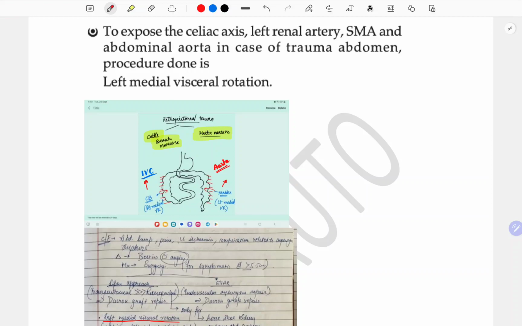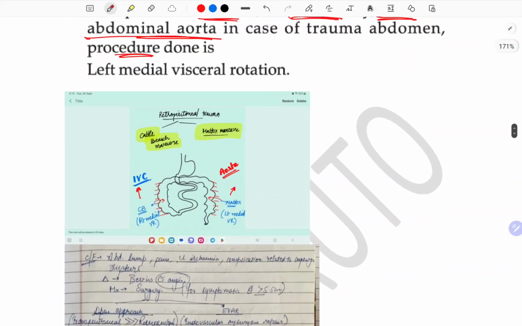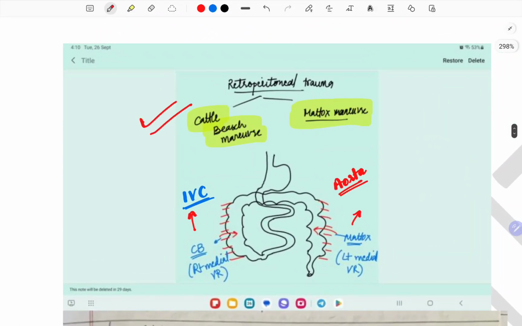Now next very important topic: to expose the celiac axis, left renal artery, superior mesenteric artery and abdominal aorta in trauma abdomen, which procedure is done? See, last time also I told you 2 procedures are done for retroperitoneal traumas or retroperitoneal hematoma. One is the Cattell-Braasch maneuver and the second is the Mattox maneuver.